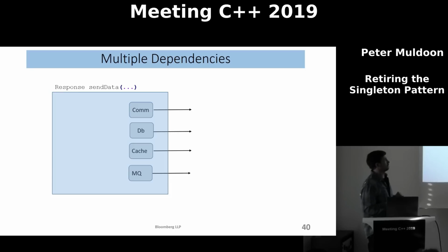So let's say the dependency graph now looks like this. I'm in the send data. I have to send something out to people who are listening, save it in the database, update the cache, and maybe send something out in an MQ downstream to some other system. Okay, how am I going to handle that?